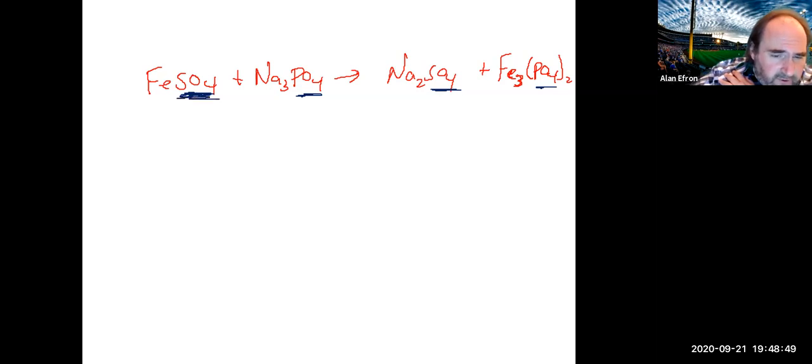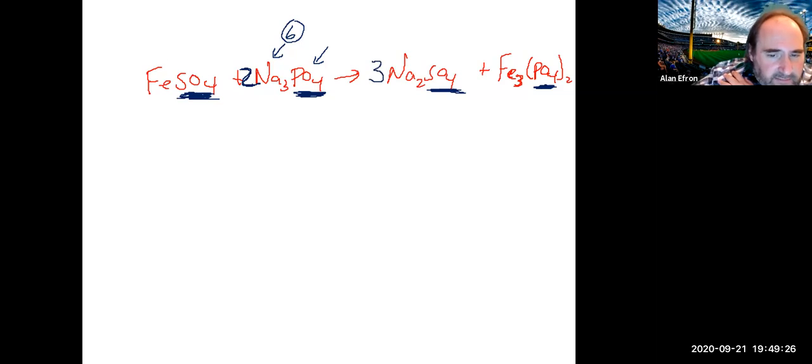I have one SO4 on the left, one on the right, so that's all good. I would then look at the phosphate. I have one phosphate on the left and two on the right. I could easily fix that by putting a 2 in front here. What that does is give me two phosphates, but it also gives me 2 times 3, which is 6 for our sodium. It also tells me where I should go next: perhaps I should go to the other side and fix my sodium now. I could easily fix my sodium by putting a 3 in front.